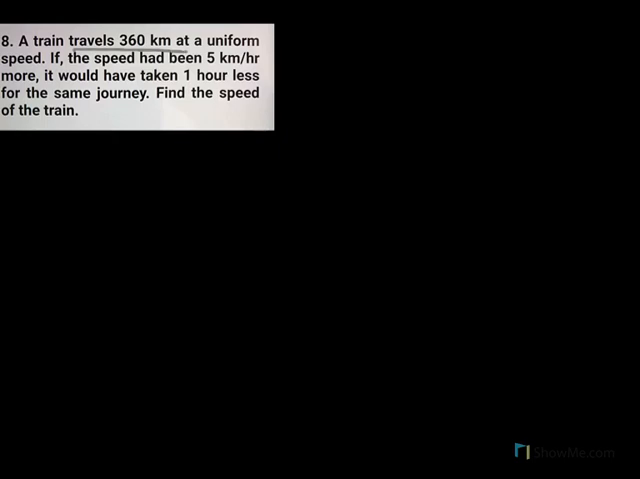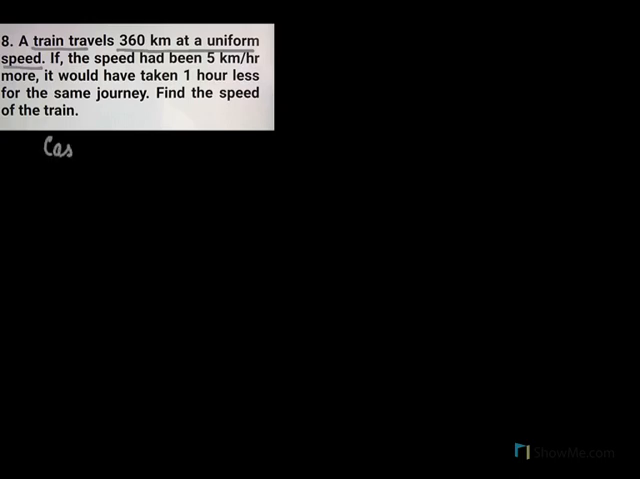A train travels 360 kilometers at a uniform speed. If the speed had been 5 km per hour more, it would have taken 1 hour less for the same journey. Find the speed of the train. Let's take up here. A train travels 360 km at a uniform speed.